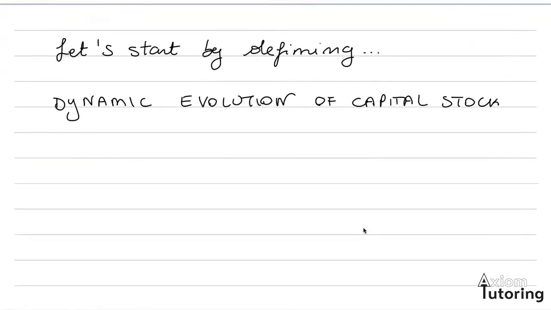To begin with, let's start by defining the dynamic evolution of capital stock, as we see written here. Specifically, what do we mean by dynamic evolution of capital stock? We mean that we are going to find a way to define how capital tomorrow, so this K t plus 1, is determined. Specifically, this is going to be determined by 1 minus the depreciation rate multiplied by capital today plus investment. So what does this mean?